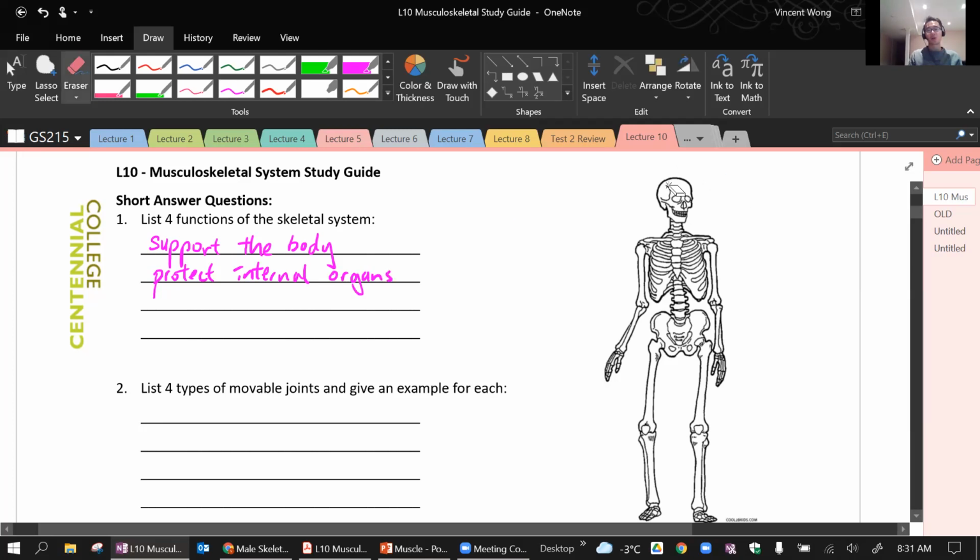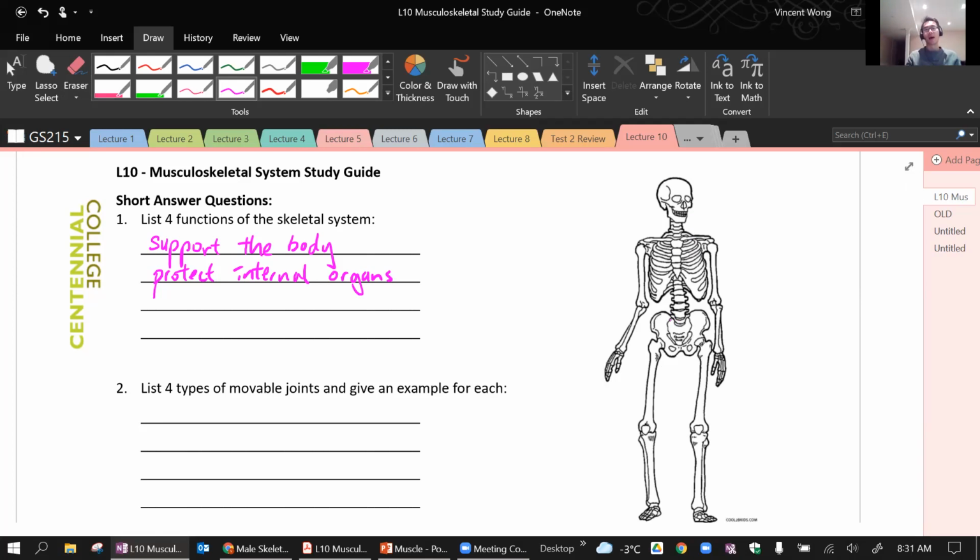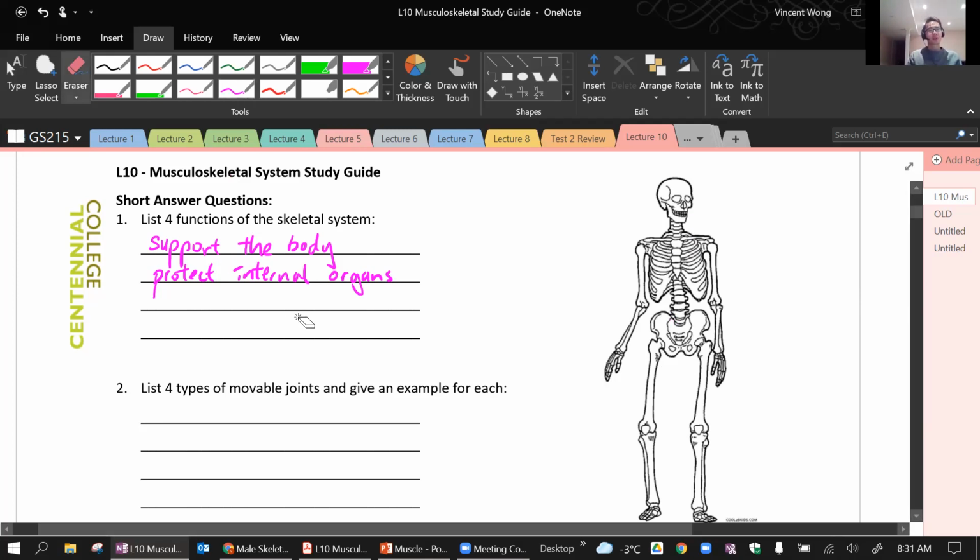Okay, so the skull is going to protect the brain, the rib cage is going to protect things like the lungs or the heart, and the pelvic girdle is going to protect things like the reproductive organs or part of your lower bowel, right? So these are kind of obvious things. Other more subtle functions would be things like hematopoiesis, okay, which is production of blood cells, right?